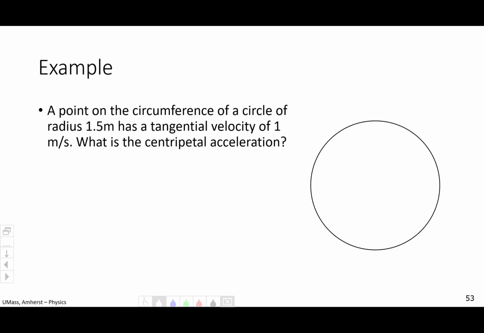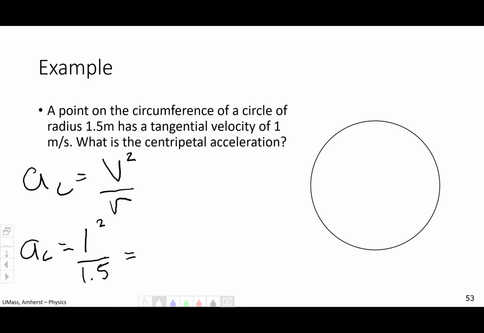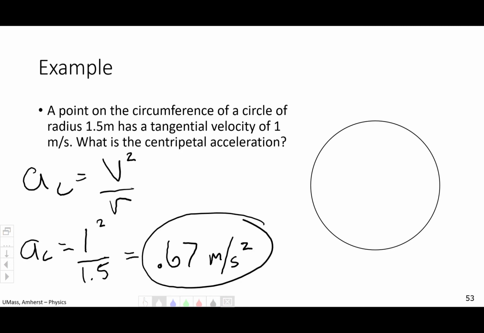Okay, so an example of this would be a point on the circumference of a circle of radius 1.5 meters that has a tangential velocity of 1 meter per second. What is its centripetal acceleration? Very easy. AC equals V squared over R. So AC is 1 squared over 1.5, giving us a centripetal acceleration of 0.67 meters per second squared. It is a linear quantity.